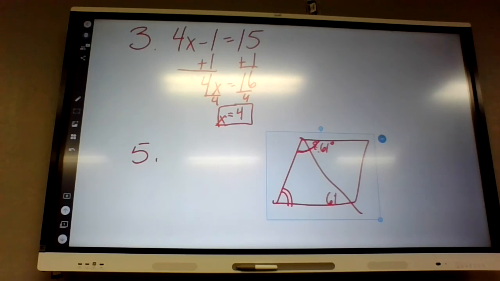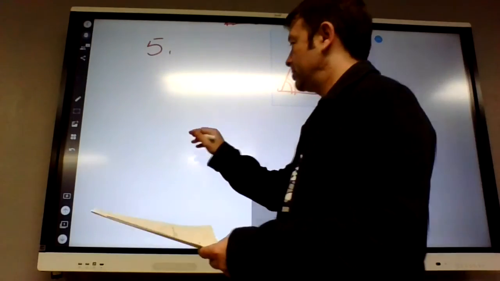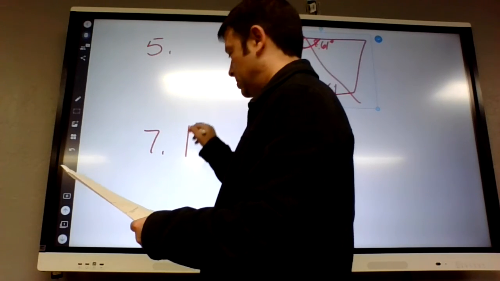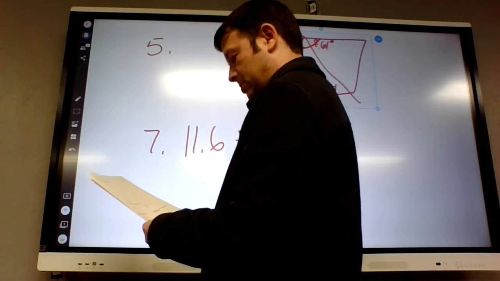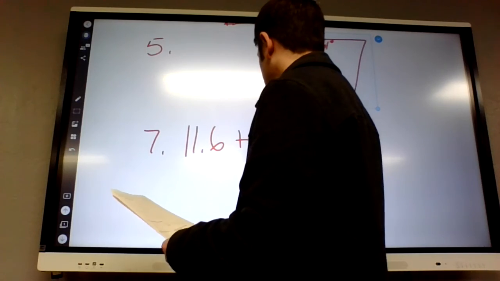61. Okay, number 7, find the length of the median of the trapezoid. Our book called it a mid-segment. So, you guys remember how we found the length of the mid-segment of the trapezoid? Average. How do you average two numbers together? You add them and then divide by how many numbers. Add and divide by 2 for two numbers.